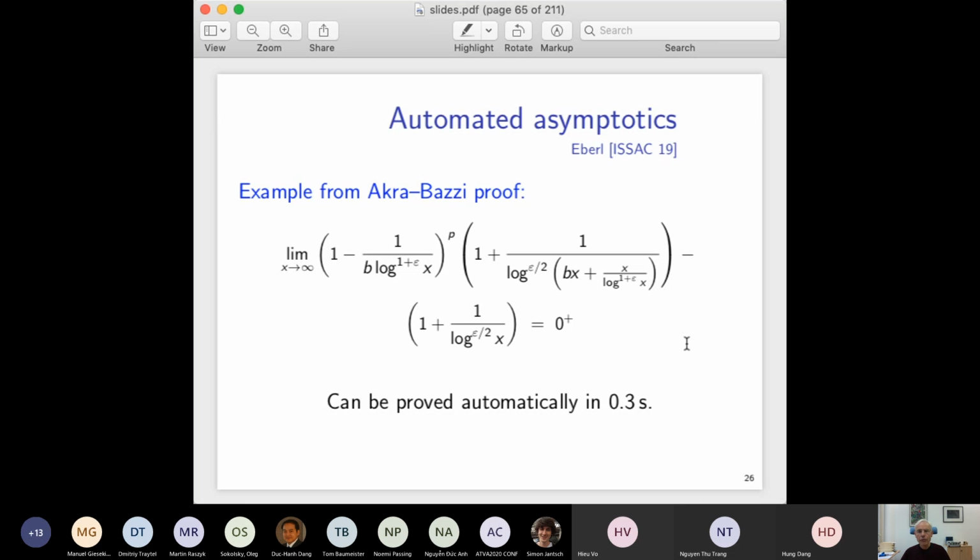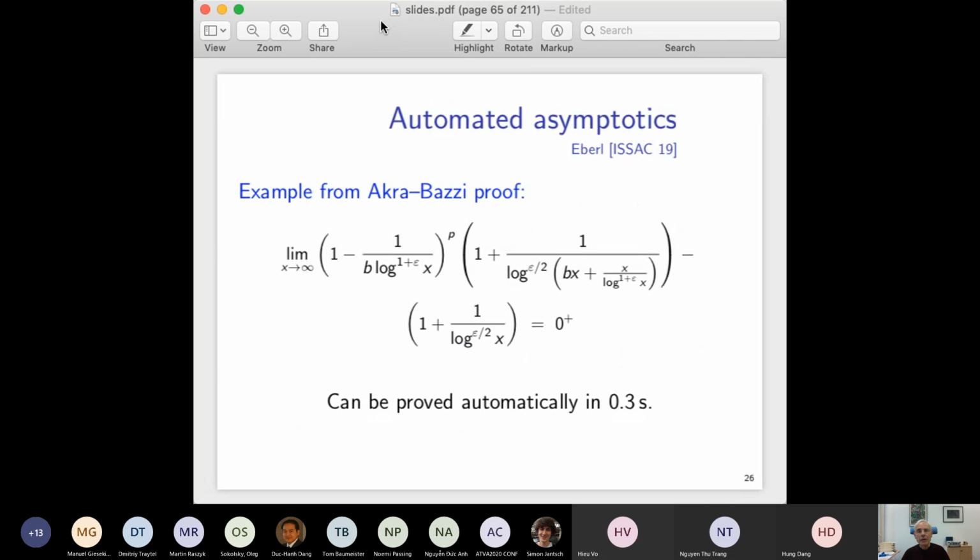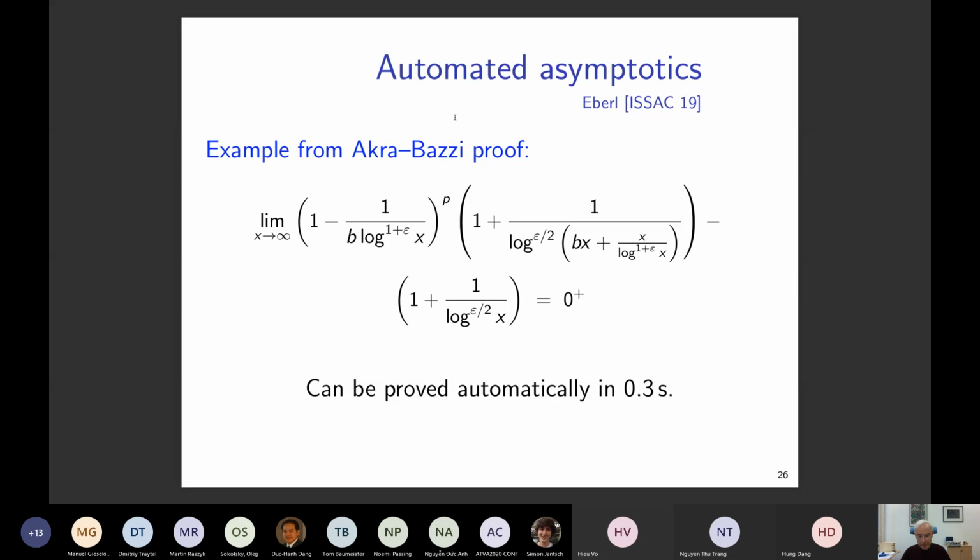Actually, I think I should go into full screen mode. I just realized that's not what I wanted. Yep, that's better.